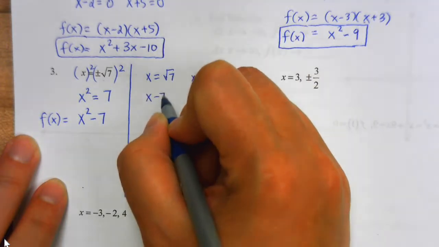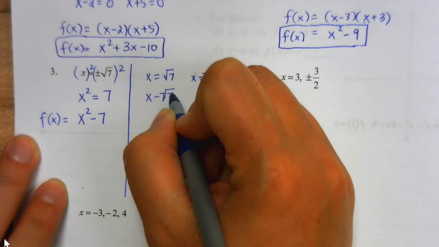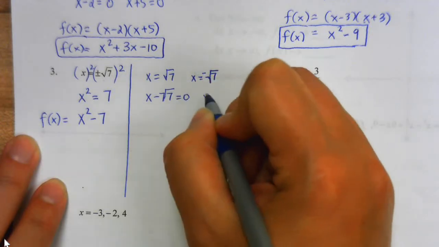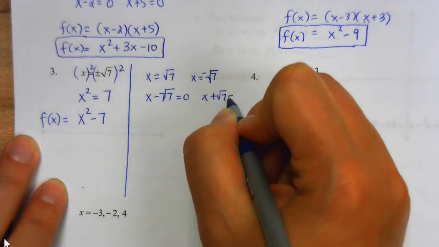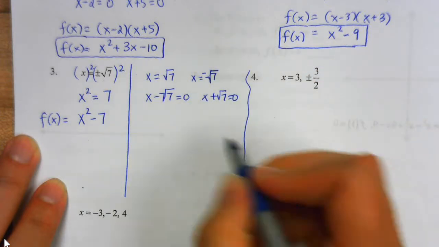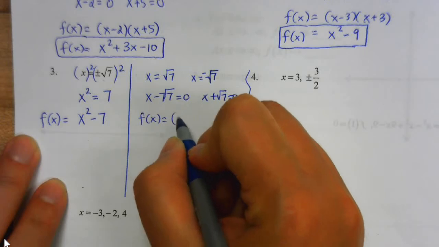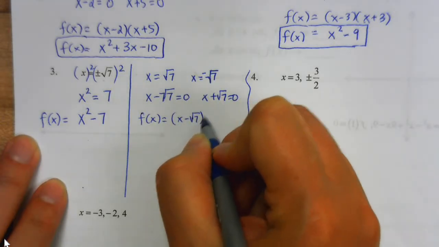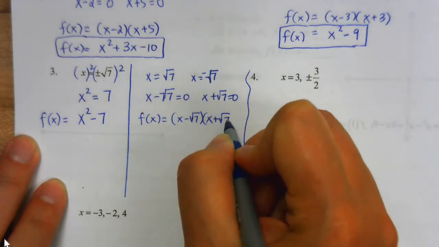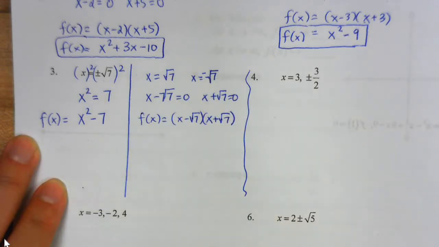Move it over. You have x minus the square root of 7 equals 0. X plus the square root of 7 equals 0. And then you have factors. You have f of x is equal to x minus the square root of 7 times x plus the square root of 7. That's a difference of squares as well.